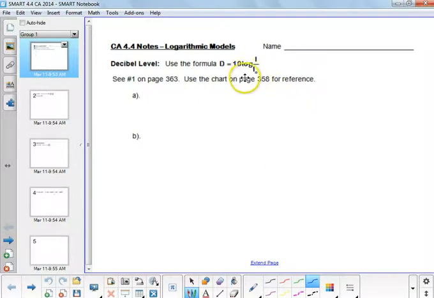The formula is 10 times the logarithm of I over I sub naught. I always forget what these variables stand for, but I believe I is the intensity of whatever the sound is, and I sub naught is the threshold of hearing. There's a chart on page 358 of your book, and we're looking at number 1 on page 363. Number 1 says we want to find the decibel level of the threshold of hearing, which is 1 times 10 to the negative 12 watts per square meter.